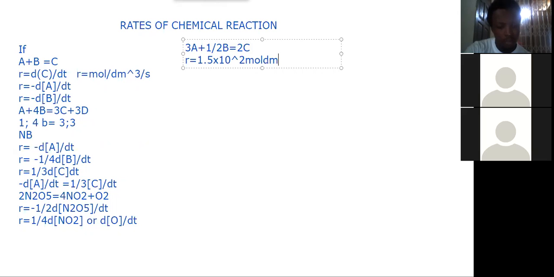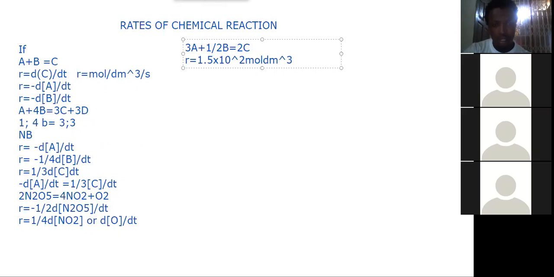Mole per dm. Please, where did you get the 1 over 2? Is it this one you are talking about? This is a new question I'm giving you. The second question, N2O5, it's the same thing I did here. So when you're writing the rate, you divide it, it will be 1 over 4. You can see everything. There's 3 for A, so it will be 1 over 3.